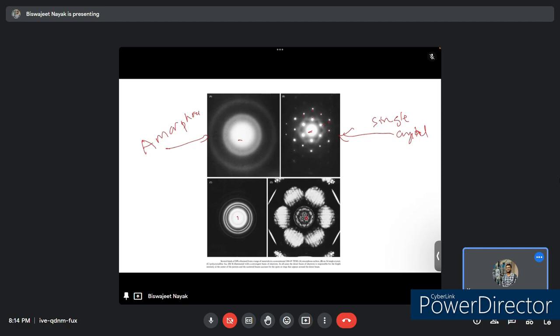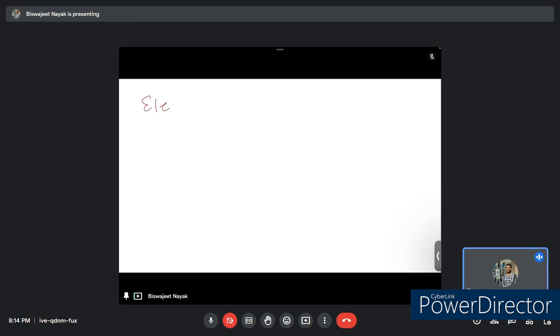So after learning about how electrons behave, now we are going into the instrumentation part. First we will consider where this electron is coming from. The electron sources.